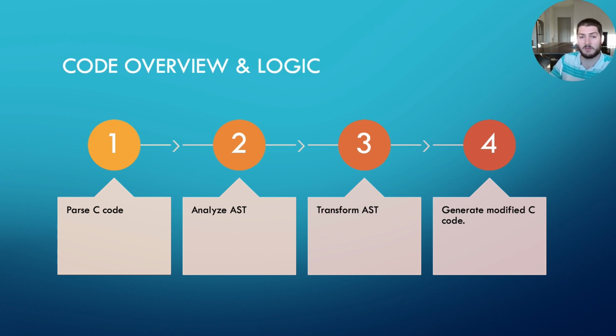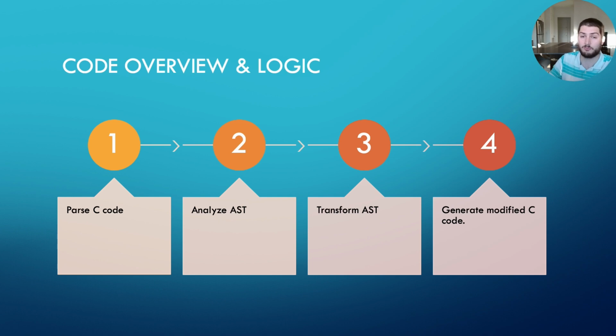The second stage is analyze AST. This is examining the tree-like representation to extract relevant information. This involves traversing the AST, examining each node to determine whether it represents a function pointer declaration, a function call, or any number of other events that we're also searching for.